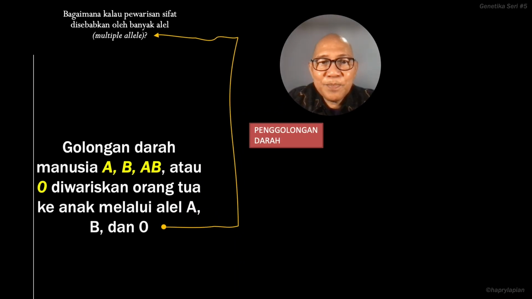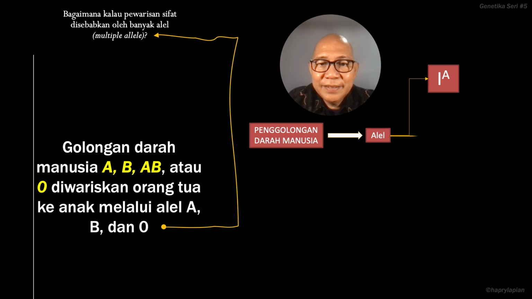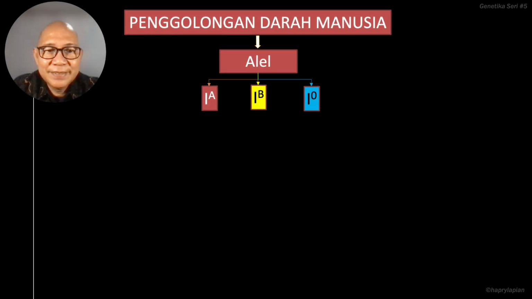The alleles responsible for phenotypes A, B, AB, and O are controlled by the alleles, namely IA, IB, and IO. These three alleles, IA, IB, and IO, will determine the blood type that each individual will have.